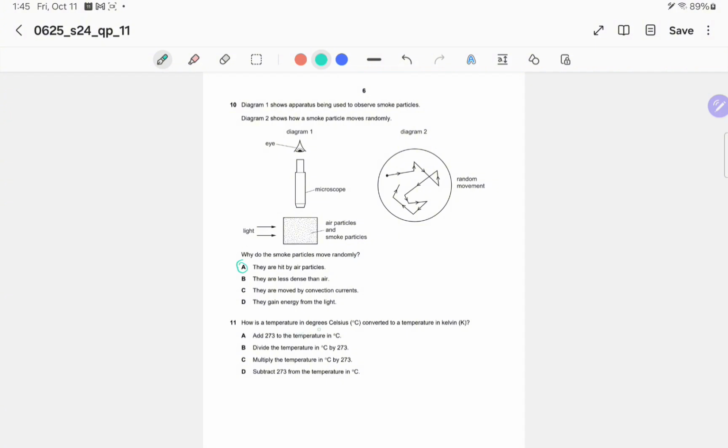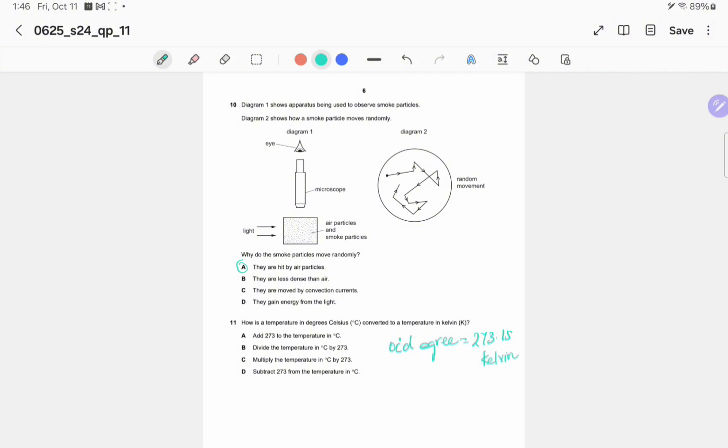How is the temperature in degrees Celsius converted to a temperature in Kelvin? Yes, for 0 degrees, that's the formula I am writing here. I will write it fully. For 0 degrees centigrade, it is 273.15 Kelvin.